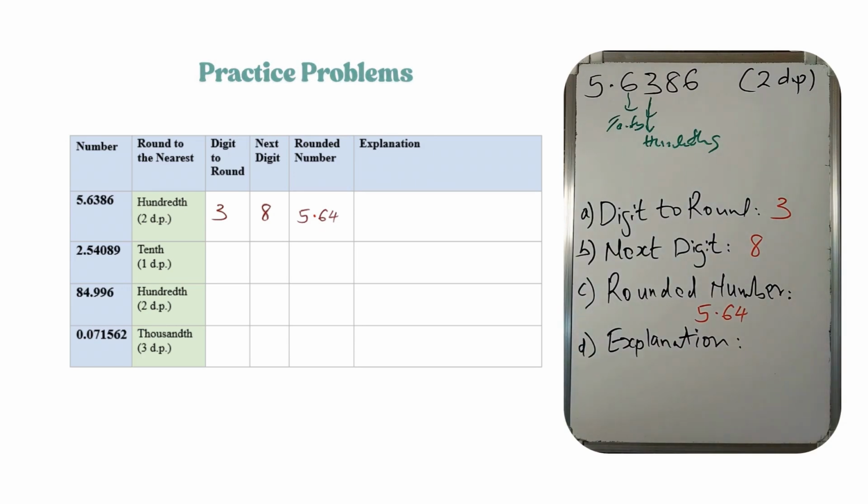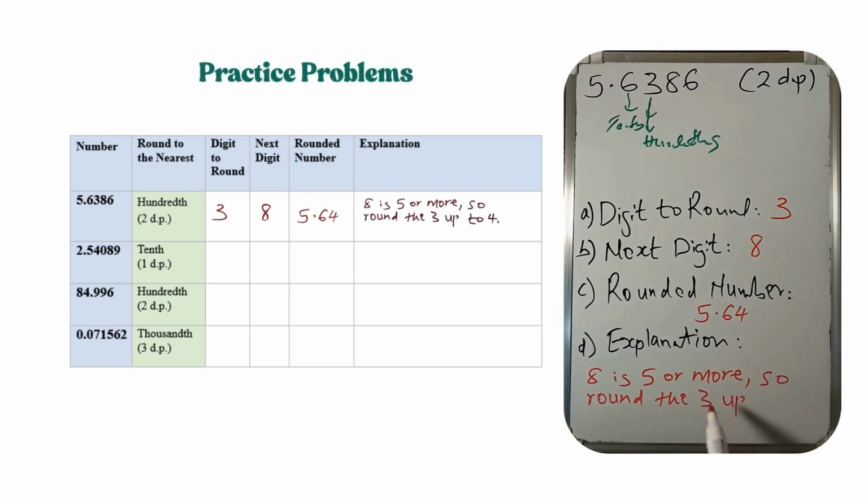Now, how to explain this? We'll say that 8 is 5 or more. 8 is 5 or more. So round the 3 up to 4.